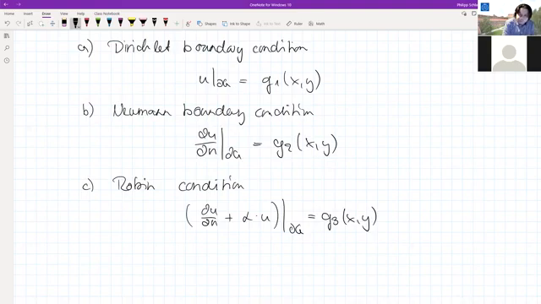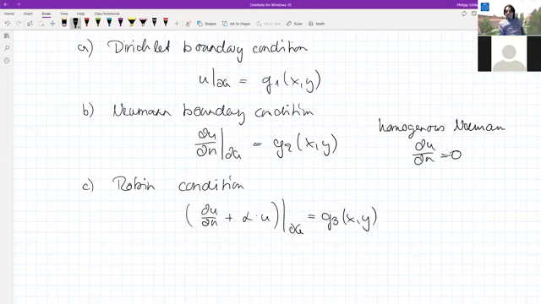There was a question: is the Neumann boundary condition the same as a zero gradient boundary condition? Yes. So a homogeneous Neumann condition would essentially mean that du dn is 0. So in that sense, you can say that this is a zero gradient boundary condition.